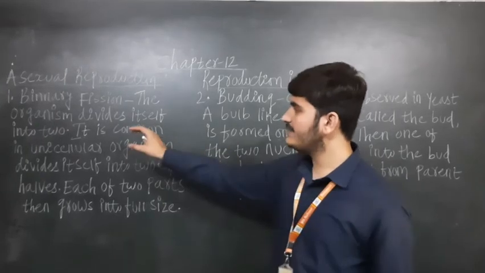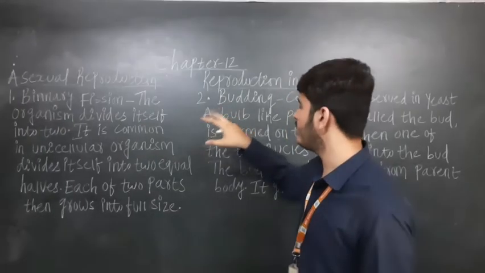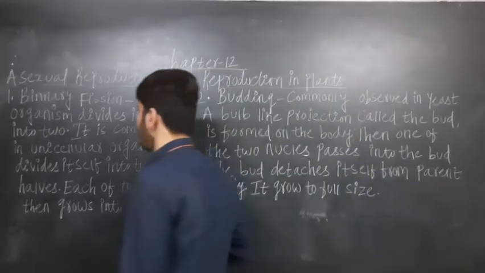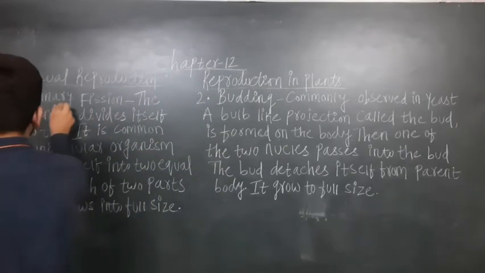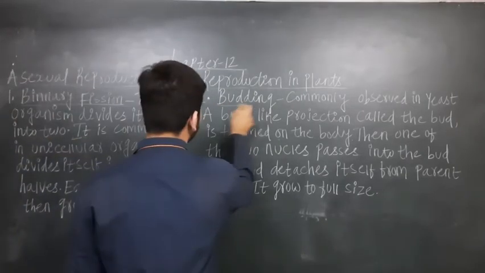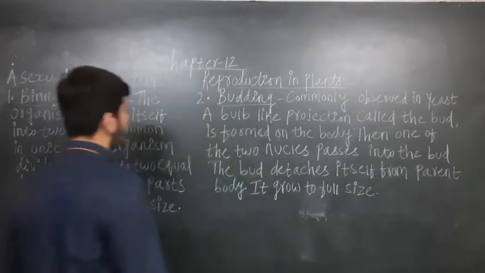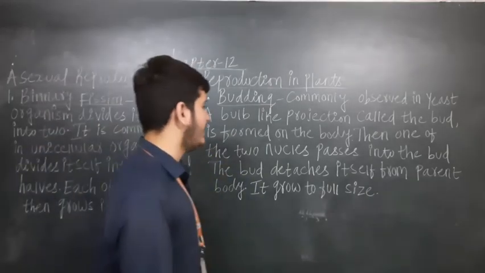So first of all, in this video we are going to learn about two types of asexual reproduction. The first one is binary fission and the second one is budding. Binary fission and budding. Now what is this binary fission and budding?